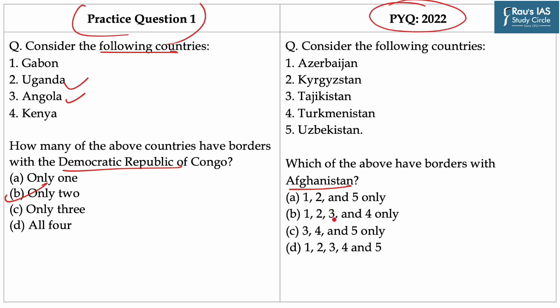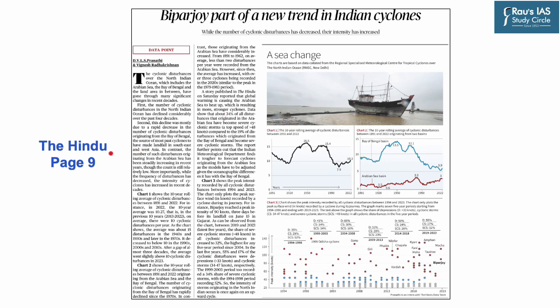Now, moving on to the PYQ, here option C was the right answer. Now, moving on to the second article of the day, which appeared on page 9 of today's Hindu newspaper. This op-ed elaborates on the reason why cyclonic disturbances over the North Indian Ocean, which includes both the Arabian Sea and Bay of Bengal and the land area in between, have gone through many significant changes in recent decades.